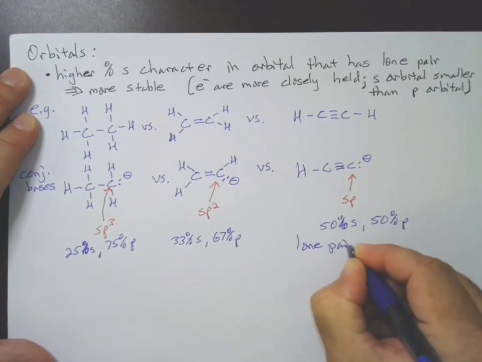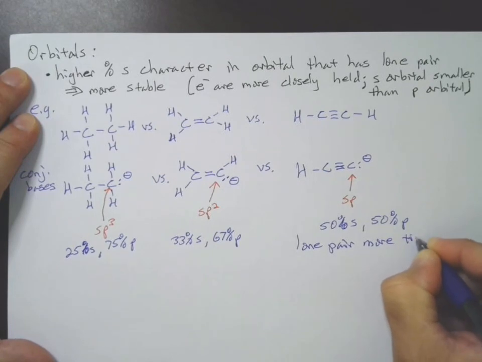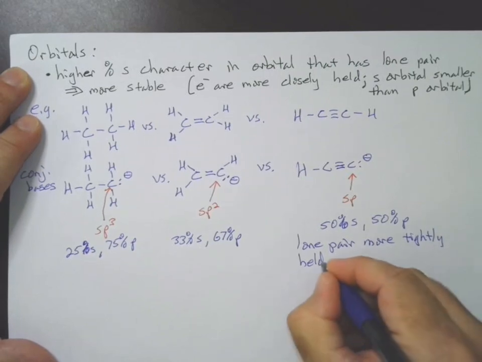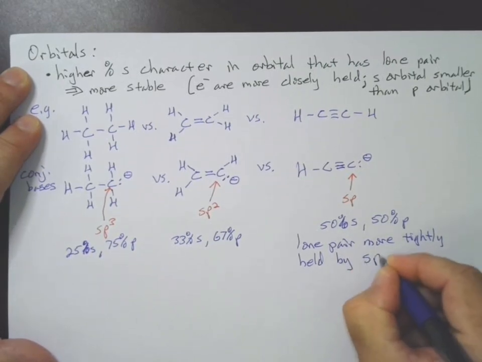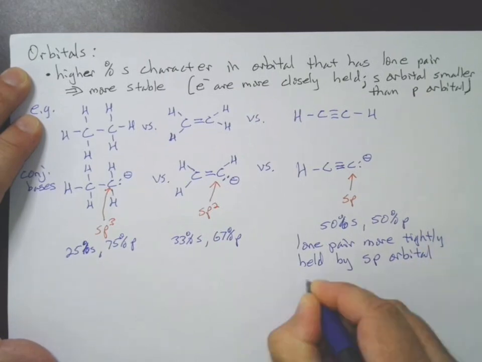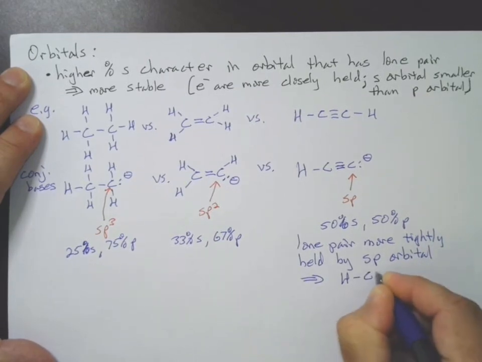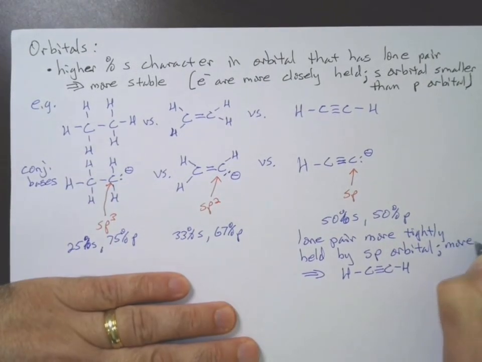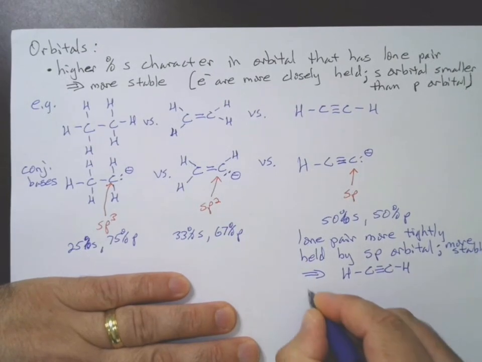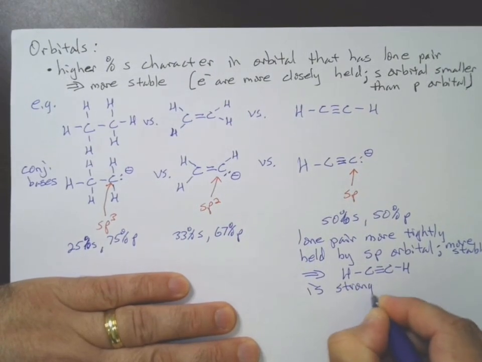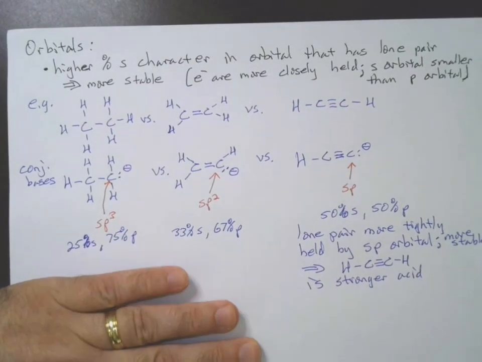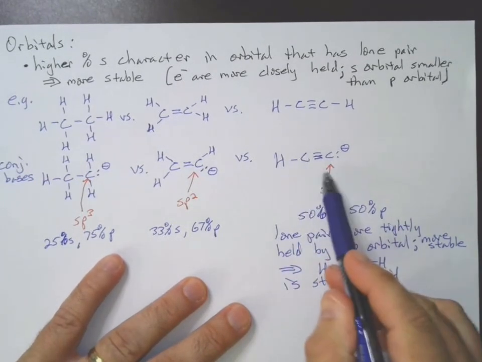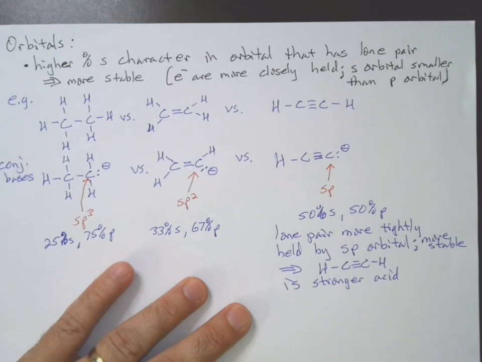So the lone pair is more tightly held by the sp orbital, H, C, triple bond C, H. Oh, I should say this is more stable. It is the stronger acid. All right, our lone pair is more tightly held, thus this conjugate base is more stable, so it came from the stronger acid.